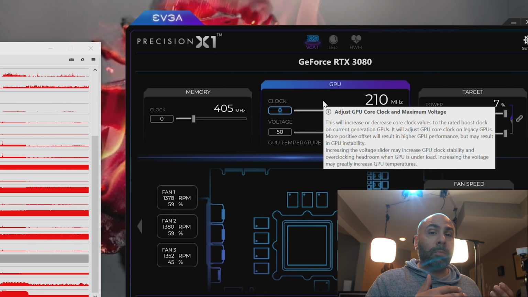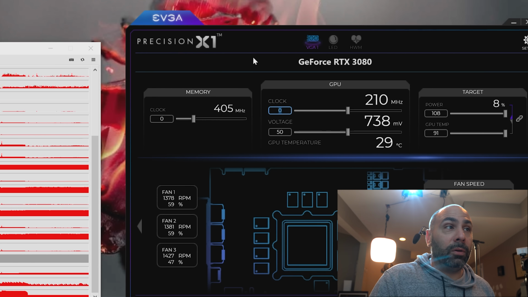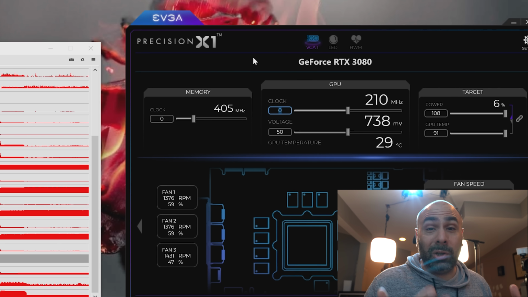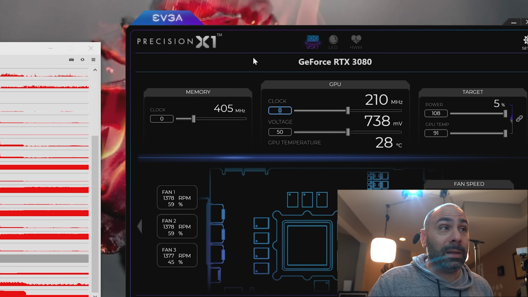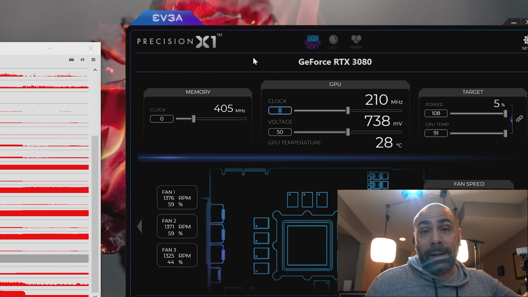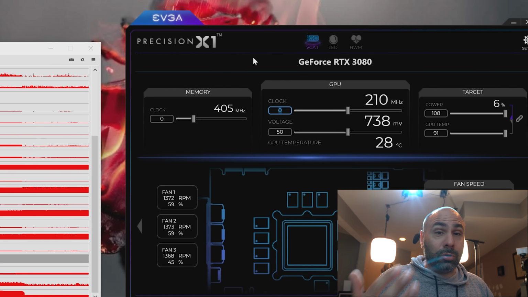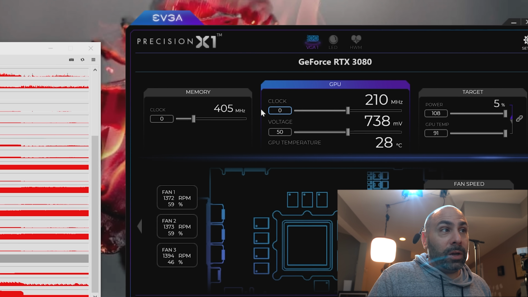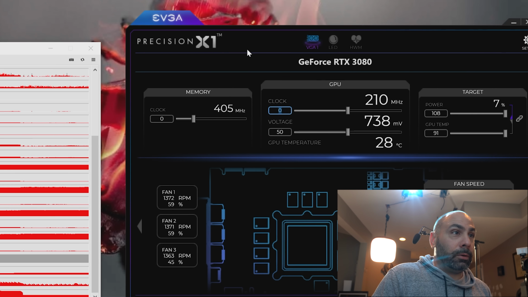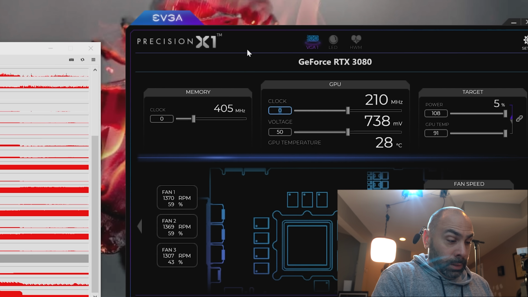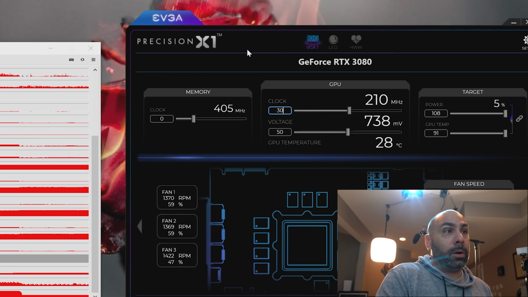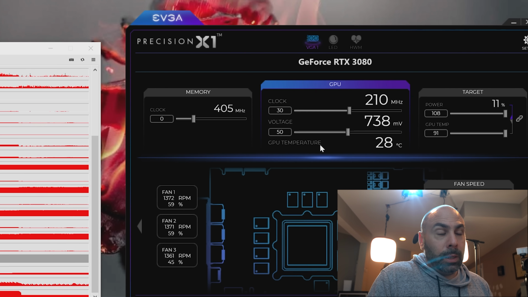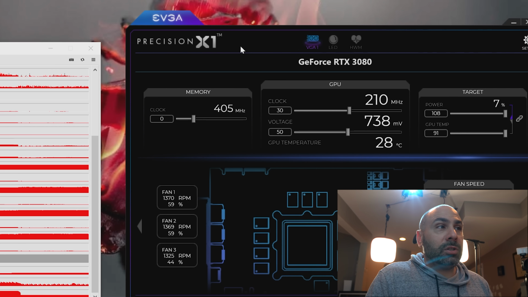I recommend starting small and working up in increments of usually 10 megahertz. Unless you know that a card can achieve a certain clock speed, you don't want to just blast off right out of the gate, because you're going to get crashes. Either your driver's going to crash or sometimes your entire system crashes. So we're going to start off here with an increase of, let's say, 30 megahertz, which doesn't sound like a lot. And we're not going to touch the memory at first.